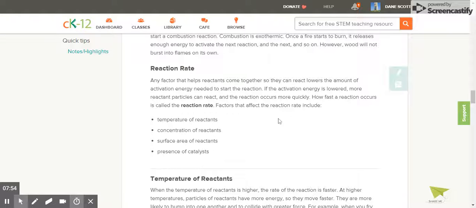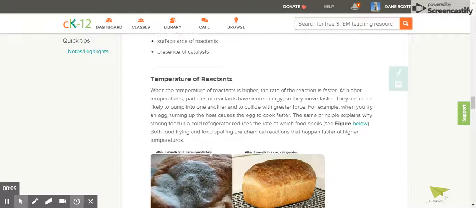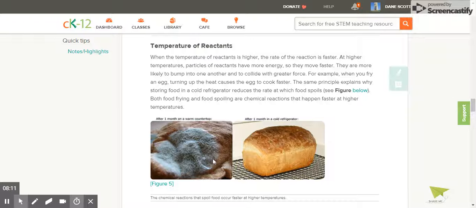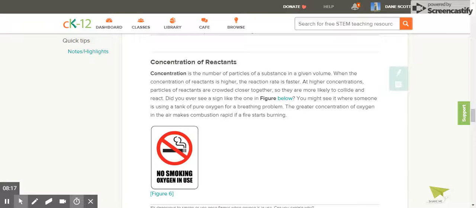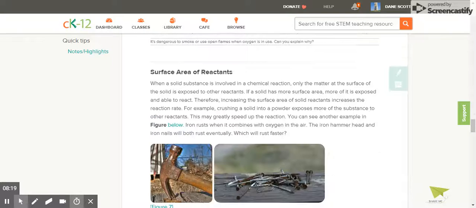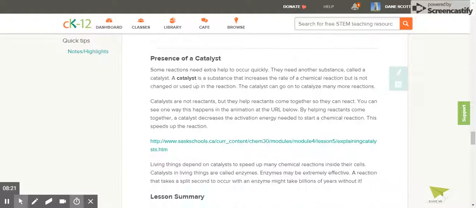How fast a reaction occurs is called the reaction rate. Factors that affect the reaction rate include temperature. Typically, higher temperatures make the reaction go faster. Other factors are the concentration of reactants, the surface area of reactants, and the presence of a catalyst. I'm not going to read the last part, but we can observe that temperature can affect reaction rates, as can concentration, surface area, and the presence of a catalyst.